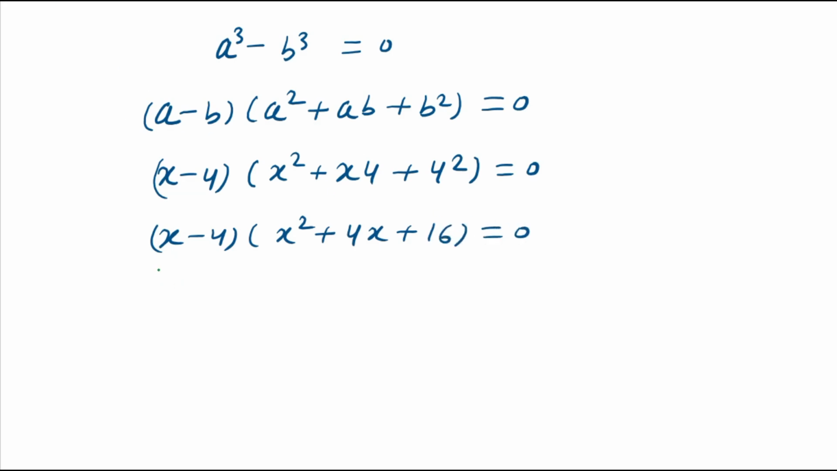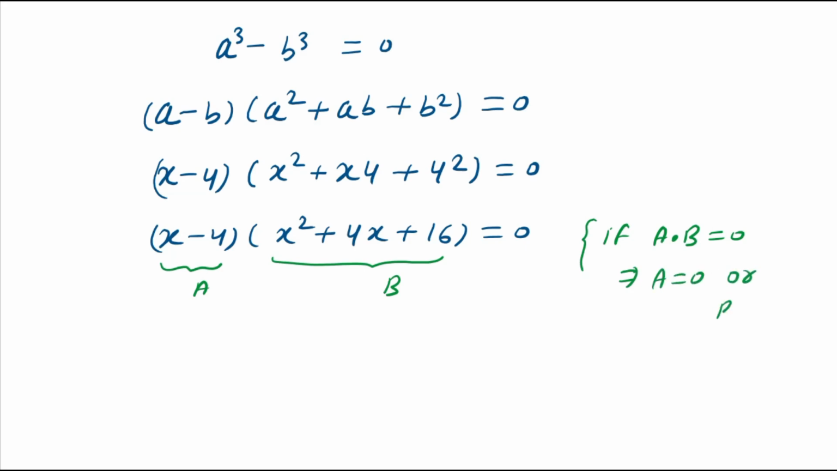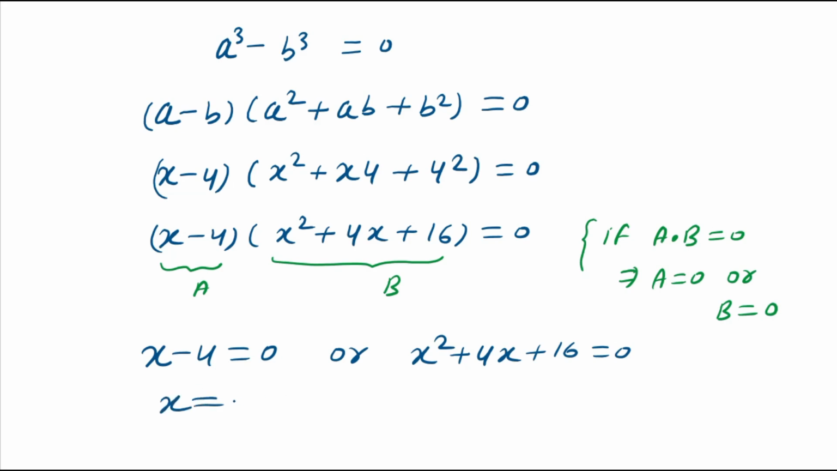Look carefully at the left hand side, if we say this expression is a and this expression is b, and if you apply this rule, if a times b is equals to 0, this implies a is equals to 0 or b is equals to 0. Now here you can say x minus 4 is equals to 0 or x square plus 4x plus 16 is equals to 0. Here the value of x is equals to 4. Let's say this is the first solution x1, this is equals to 4.